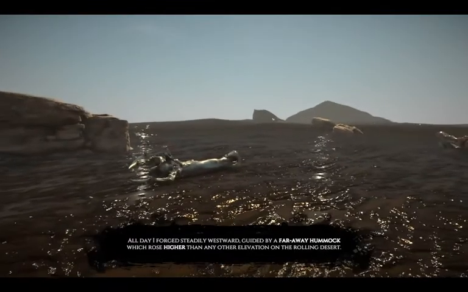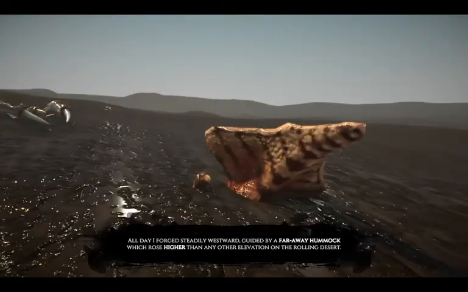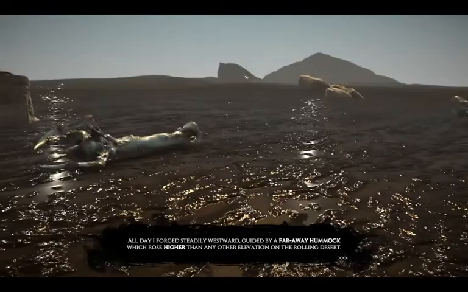All day I forged steadily westward, guided by a faraway hummock which rose higher than any other elevation on the rolling desert.